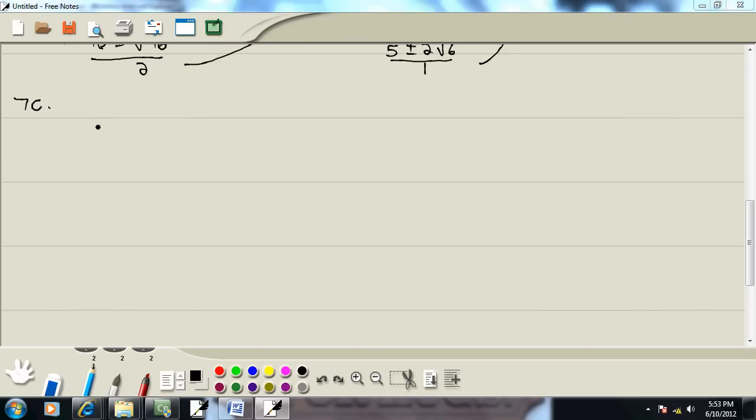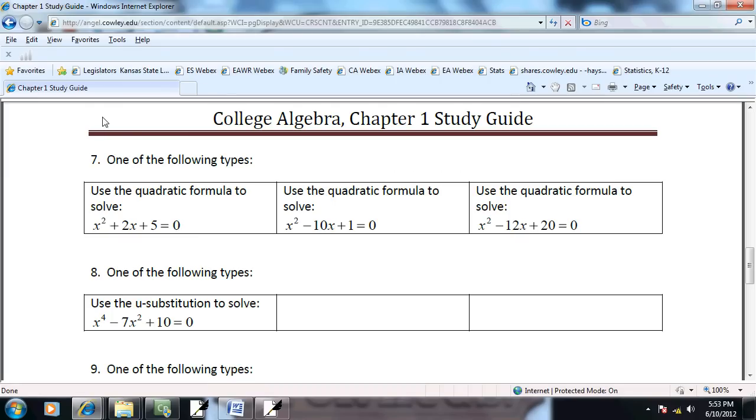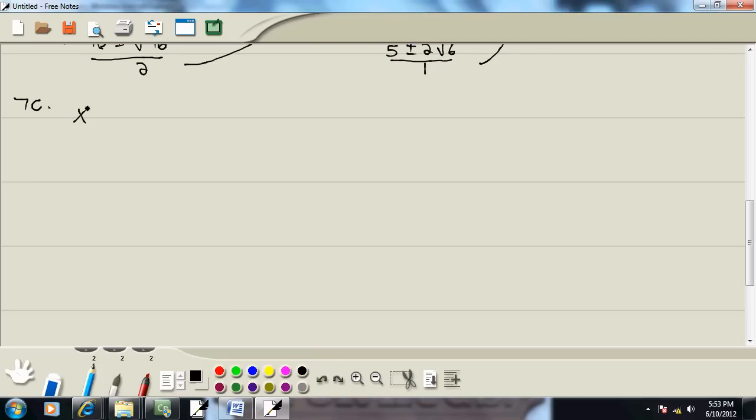Last example of the quadratic formula. We got x squared minus 12x plus 20 equals 0. Again, we have 0 on the right side, so that's the first thing. Next thing is we've got to identify a, b, and c. So a is the number for the x squared, which is 1. B is the number for the x, which is negative 12. And c is your number at the end, which is 20.